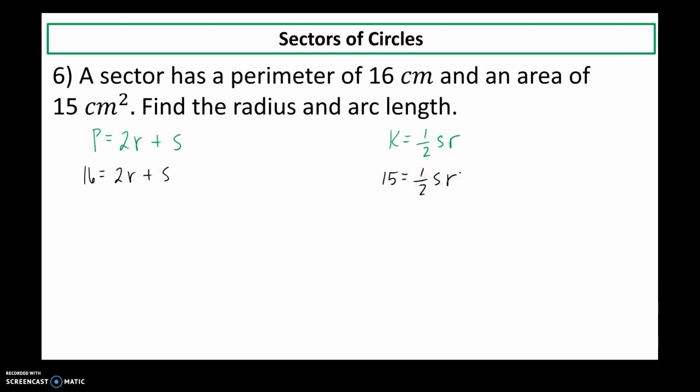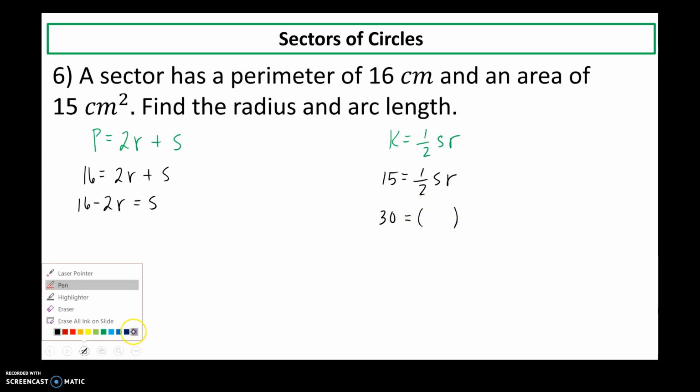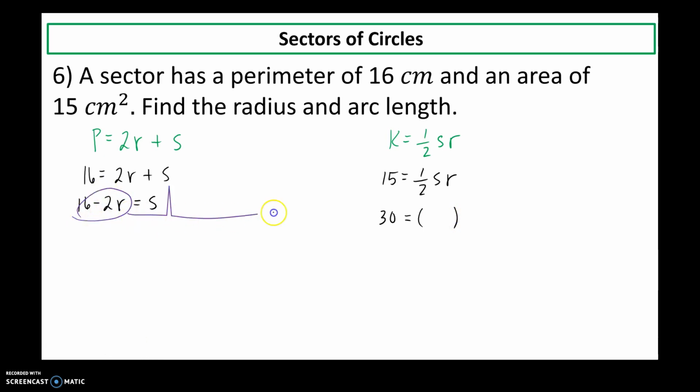So looking at these two equations, I'm going to take my perimeter and I'm going to solve it for s. Okay, so 16 minus 2 times the radius equals s. Into my area, I'm going to multiply both sides by 2 to clear that fraction, and then I'm going to replace s with what we just found. Okay, so I'm going to take this and I'm going to make a substitution. So 16 minus 2r there, times r. So I get 30 is equal to distributing the r.